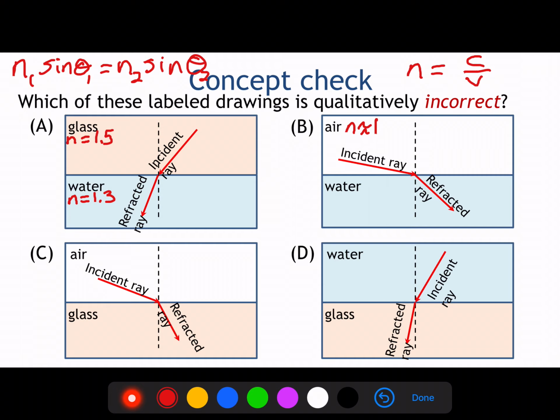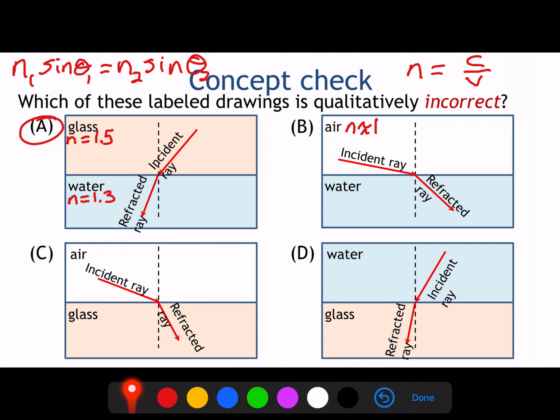So when we are going from, say, glass into water, if I am going from an index of refraction that is relatively high to an index of refraction that is lower, then I expect there to be a refraction away from the normal. That is not actually happening here, right? This angle is larger than this angle. So this is one that could be incorrect.